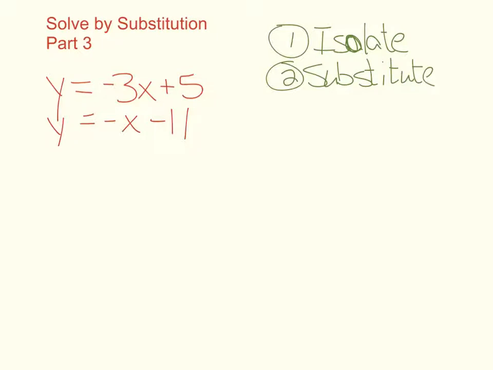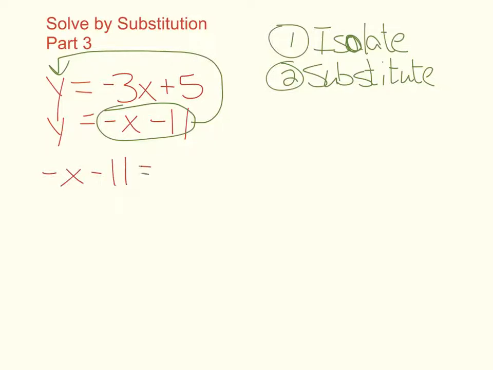So after we figure out they're both isolated, then we're going to substitute one of them into the other. So we're going to take this negative x minus 11, and since y equals negative x minus 11, we're going to substitute it for y in the first equation. So when we rewrite it, we end up with negative x minus 11 equals negative 3x plus 5. Now we have an equation, so the next thing we need to do is solve that equation. You isolate, you substitute, you solve.